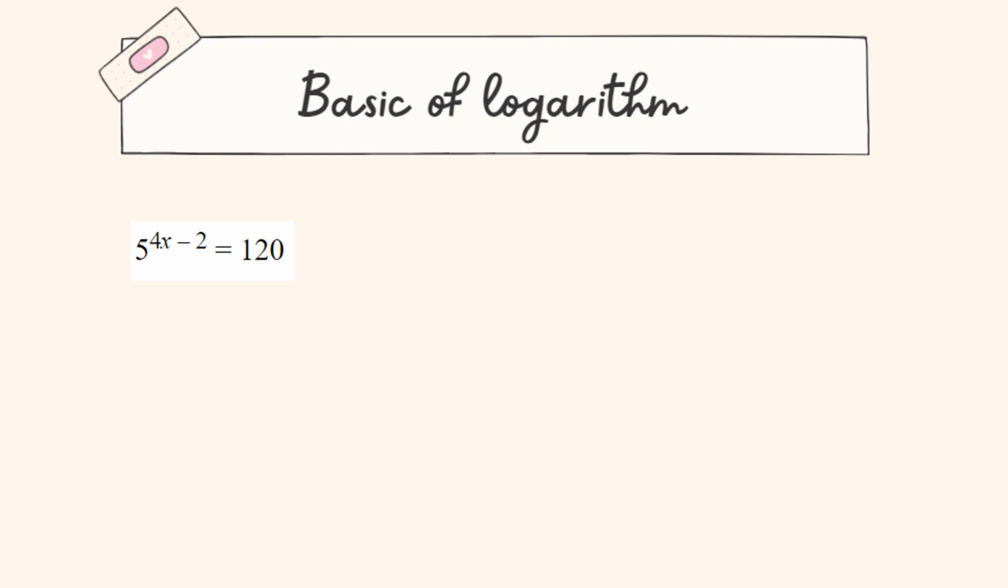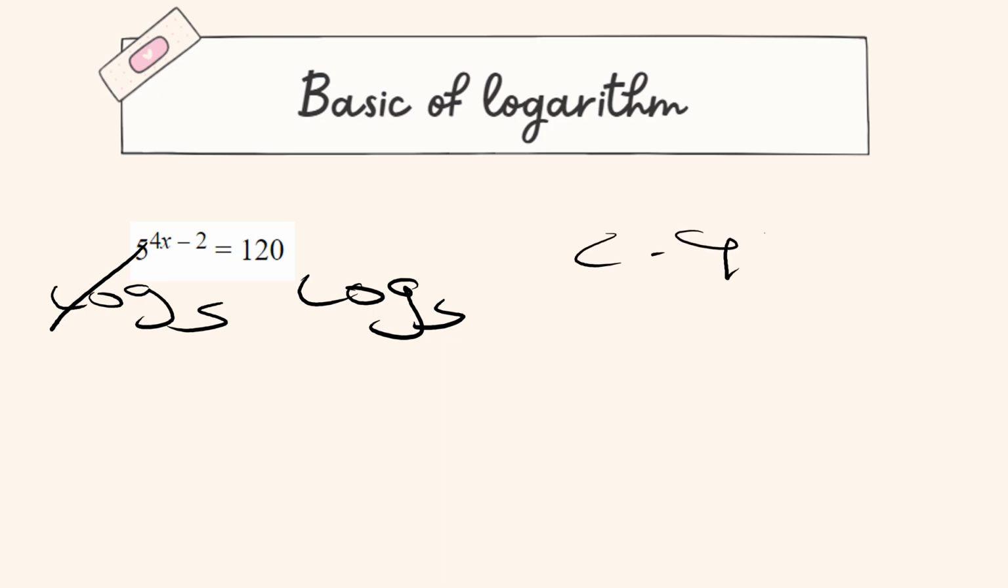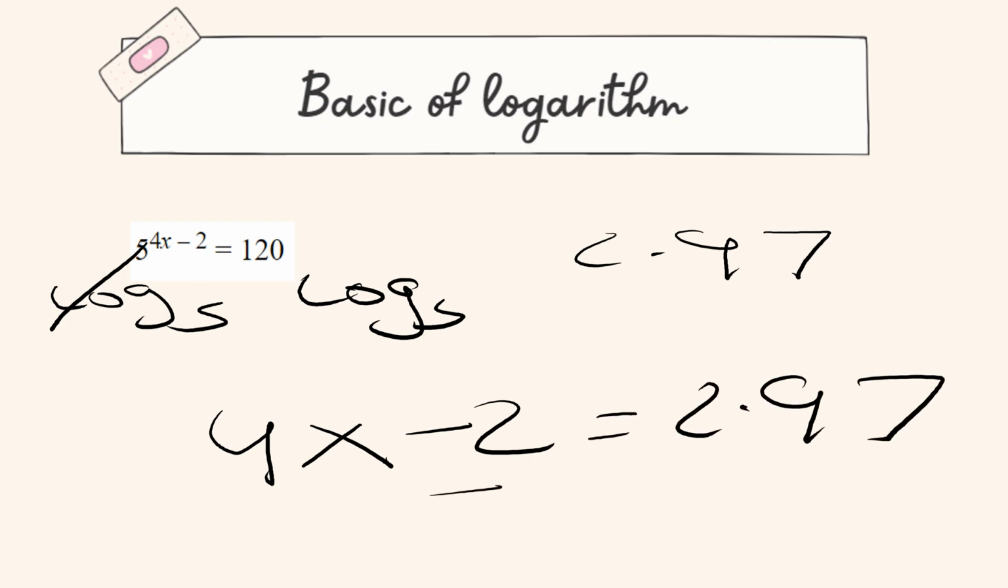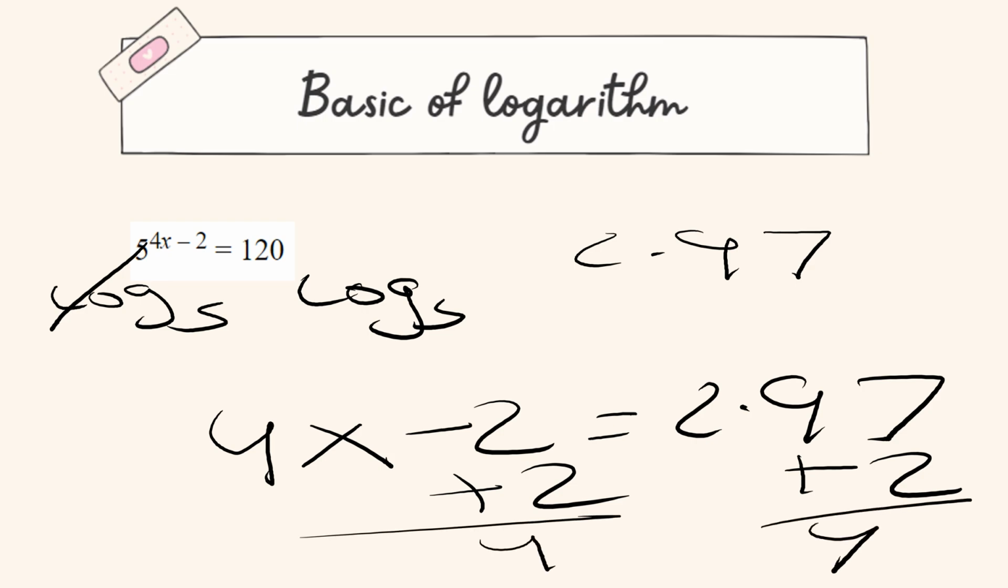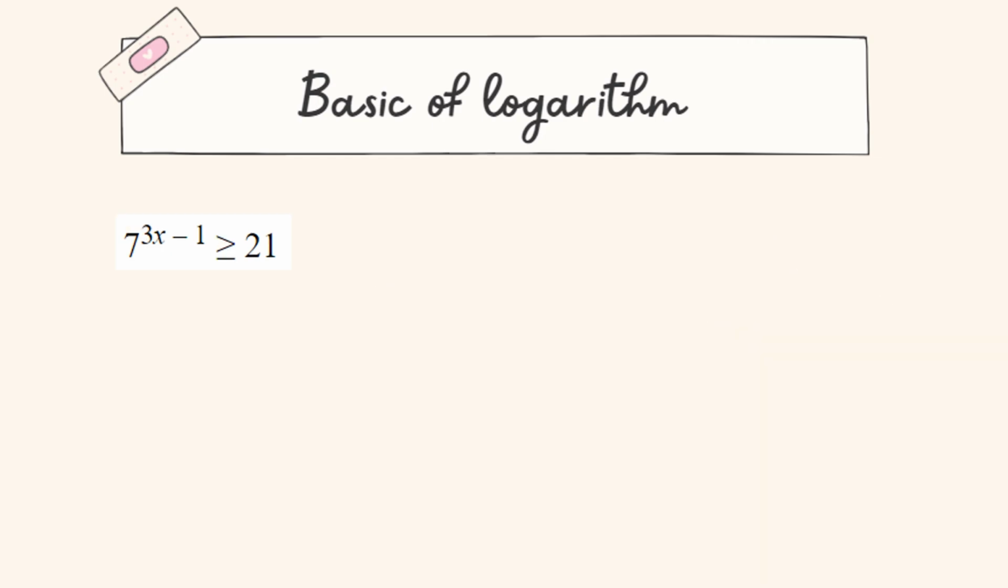So I would use log base of 5 to get rid of this, log base of 5, and log base of 5 of 120, which would give me 2.97. So 4x minus 2 equal 2.97, plus 2 on both sides, and then divide by 4 to find x. Which would give me 1.24, approximately.